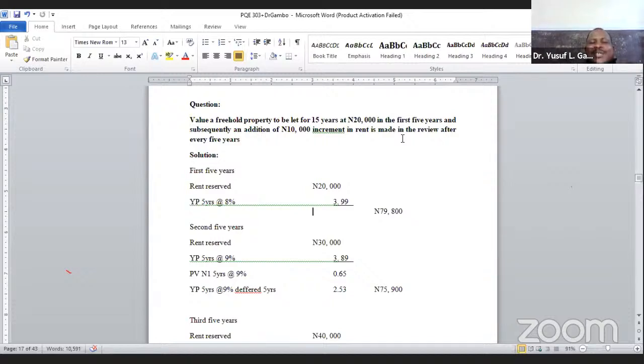But there's no point doing all of that. This YP 5 years, YP freehold, I told you earlier on, YP single rate at an appropriate rate multiplied by PV at an appropriate rate is the same thing as YP deferred. And someone asked for the formula of YP deferred.